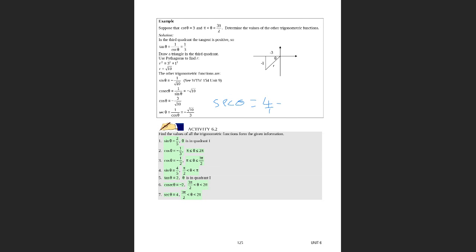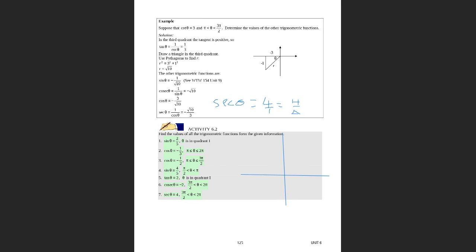Then we know that sec is the reciprocal of cos. So if cos is adjacent over hypotenuse, sec will be hypotenuse over adjacent. So we are going to have this.